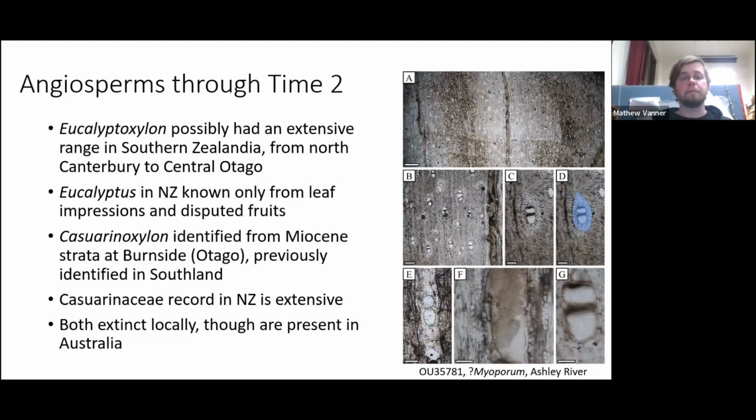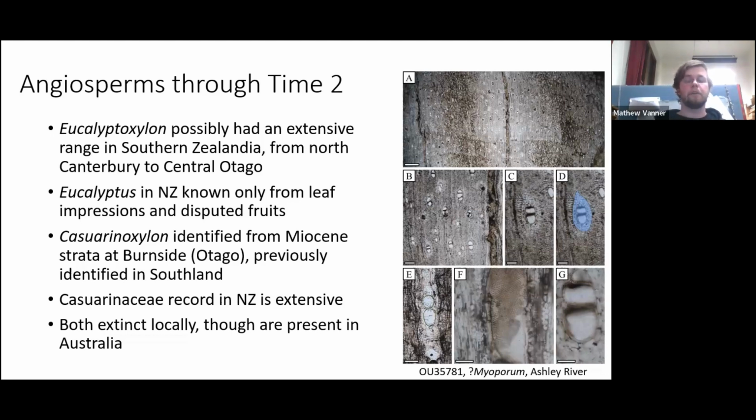Eucalypts, as I said earlier, may have actually had quite an extensive range in southern Zealandia, from kind of that North Canterbury area to central Otago. And this material is really common, and some of the samples are actually really large. So we might have had quite a large standing forest filled with eucalypts at one point. Previously, eucalypts have only really been known from really poorly preserved leaf impressions as well as disputed fruit material.